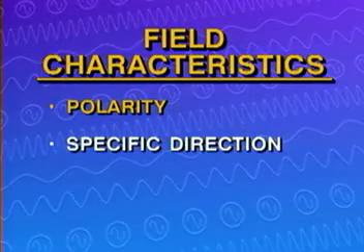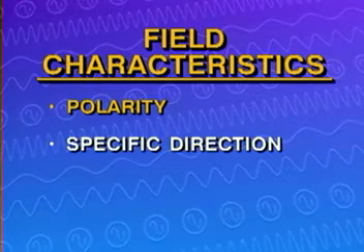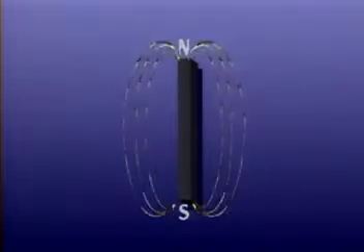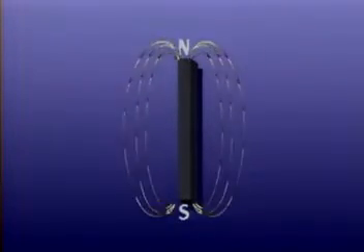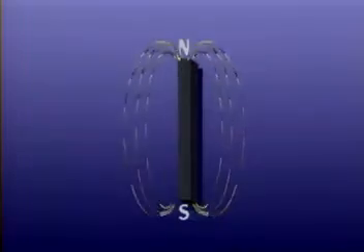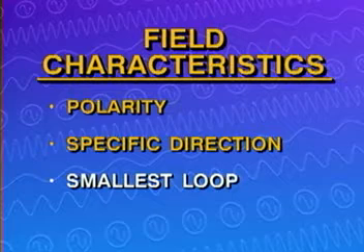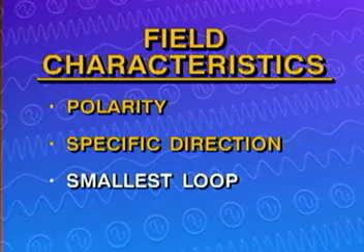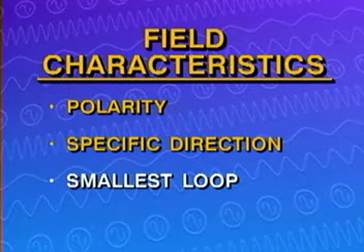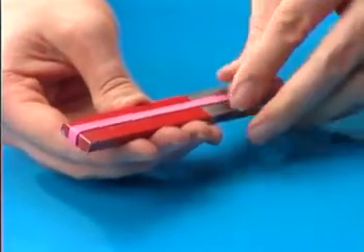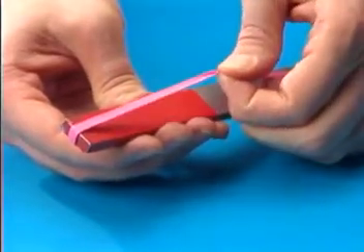Let's look at another important characteristic of magnetic fields. The lines of force flow in a specific direction, forming complete loops. The lines of force are assumed to flow in one direction, from the north to the south pole outside the magnet, and then continue right on through the magnet from the south to the north pole. Another characteristic is that magnetic lines of force always tend to form the smallest loop possible. Like stretched rubber bands, the lines of force always try to contract toward the surface of the magnet.